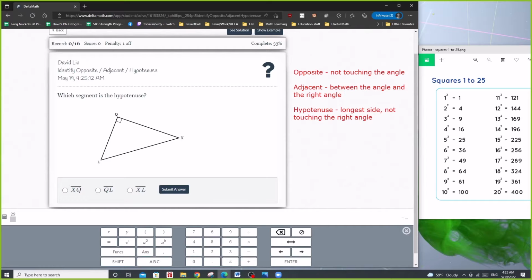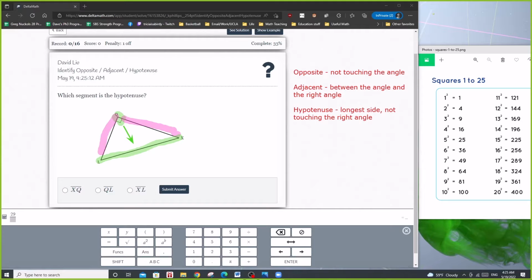So if this were my right angle, these two sides are touching it. Right here and right here. They're both touching that green, right? But the third side is not touching it, right? This is also your longest side. And it's across from it.